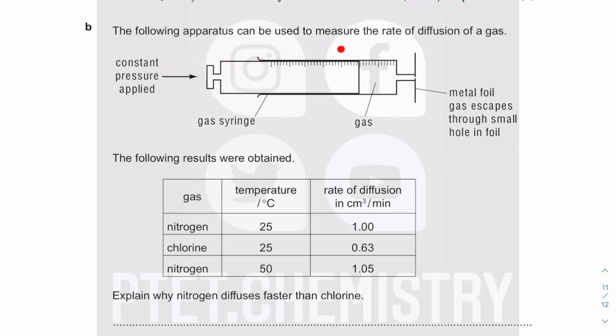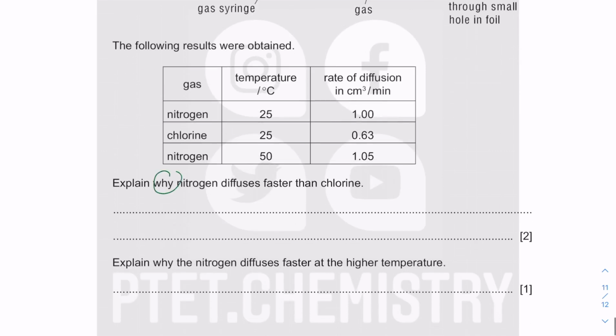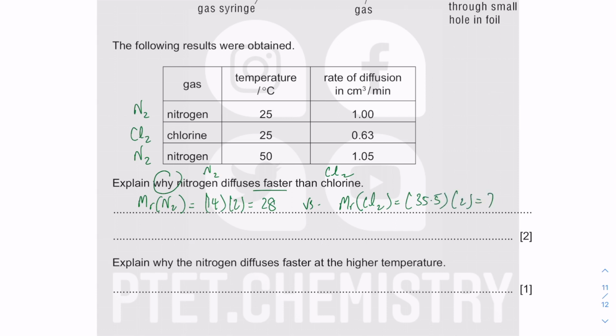The following apparatus can be used to measure the rate of diffusion of a gas. Explain why nitrogen diffuses faster than chlorine. Nitrogen exists as N2, chlorine exists as Cl2. So we're just comparing N2 versus Cl2. So essentially we are looking at the relative molecular mass of N2. That is 14 times 2, which is 28, versus the relative molecular mass of chlorine, which is 35.5 times 2, which is 71. So N2, or you can say nitrogen, is lighter. Or you can do the reverse argument, chlorine is heavier.